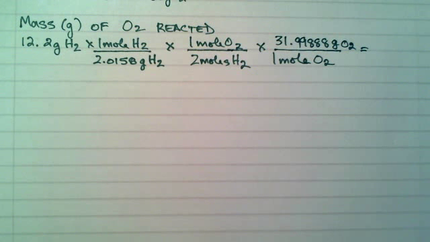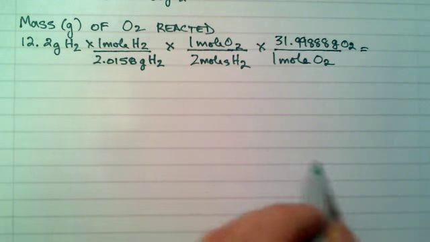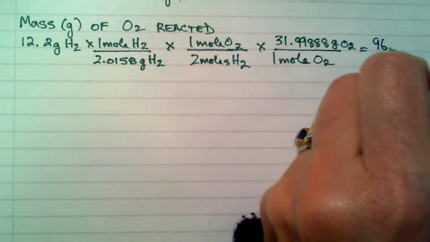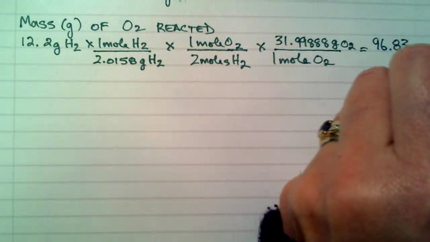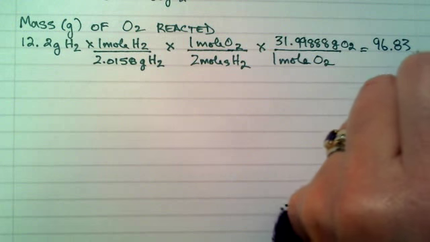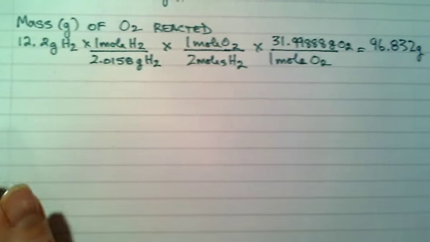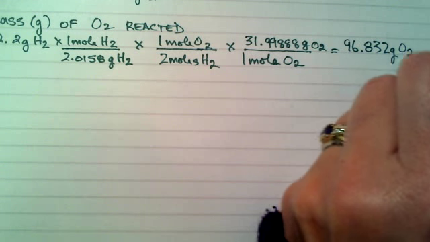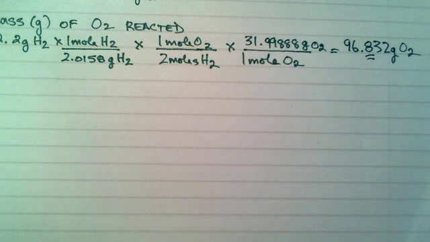So what's the mass of O2 that's reacted? 12.2 times 31.99888 divided by 2.0158 and divide again by 2. 96.83. Well, actually it's 96.8316. Okay, so let's do this. But it should only be 3 sig figs, so that's why I underline the 8.